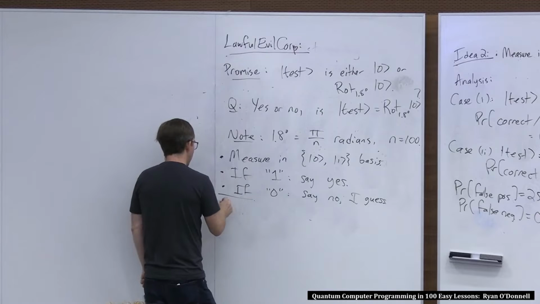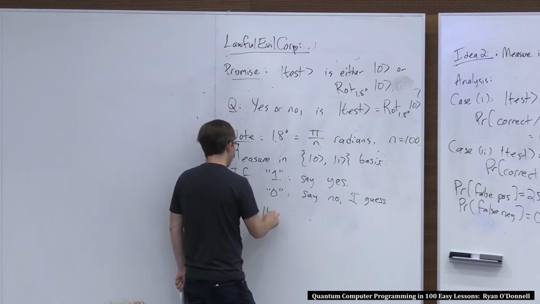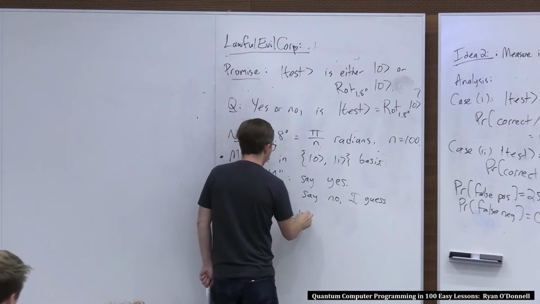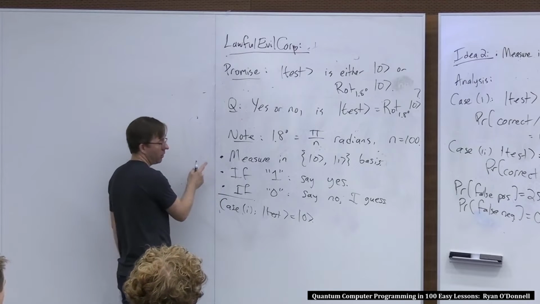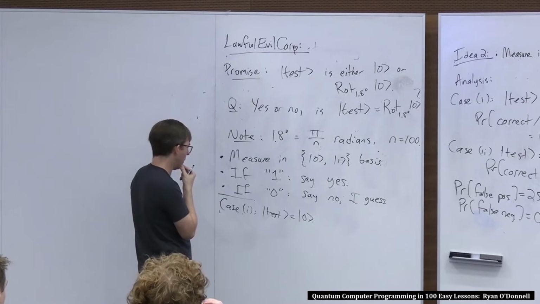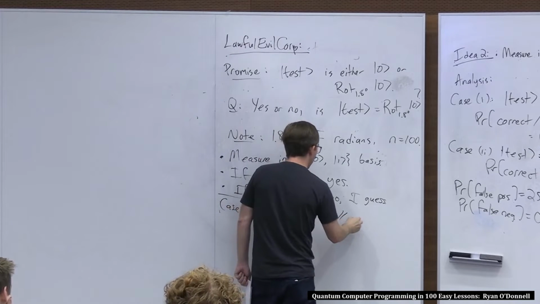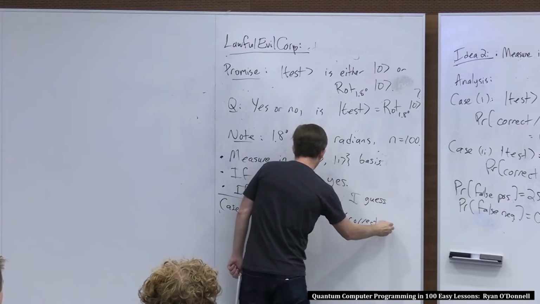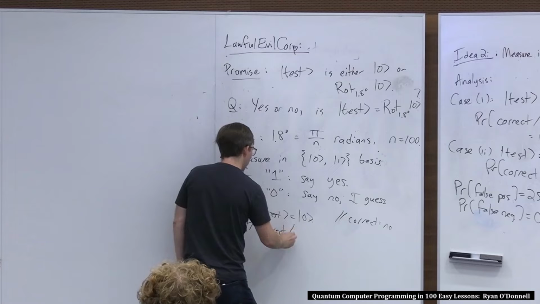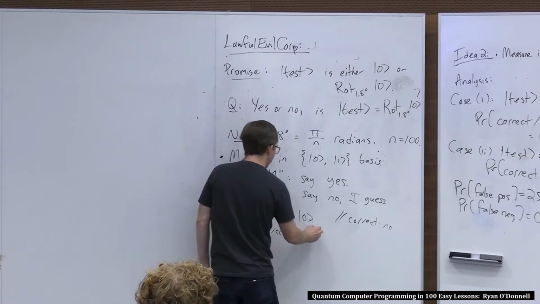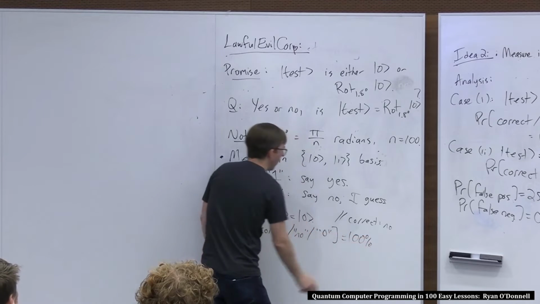Okay, well, let's do the easy part of the analysis. Case 1: let's say the test vector really is ket 0. Then the correct answer is no, and you'll never say yes. So then, correct is no. So the probability you're correct, or the probability you say no, or that you get the measurement outcome 0, is 100%. Okay, so that's good.